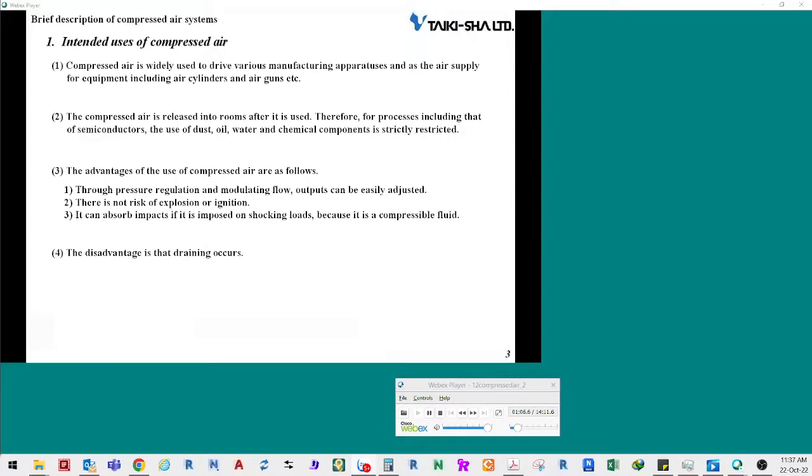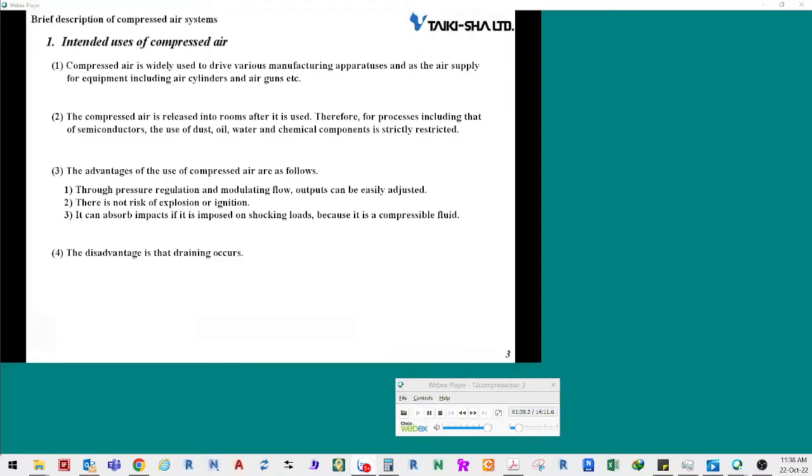One. Intended uses of compressed air. Compressed air is widely used to drive various manufacturing apparatuses and is the air supply for equipment including air cylinders and air guns. The compressed air is released into rooms after it is used. Therefore, for processes including that of semiconductors, the use of dust, oil, water, and chemical components is strictly restricted.